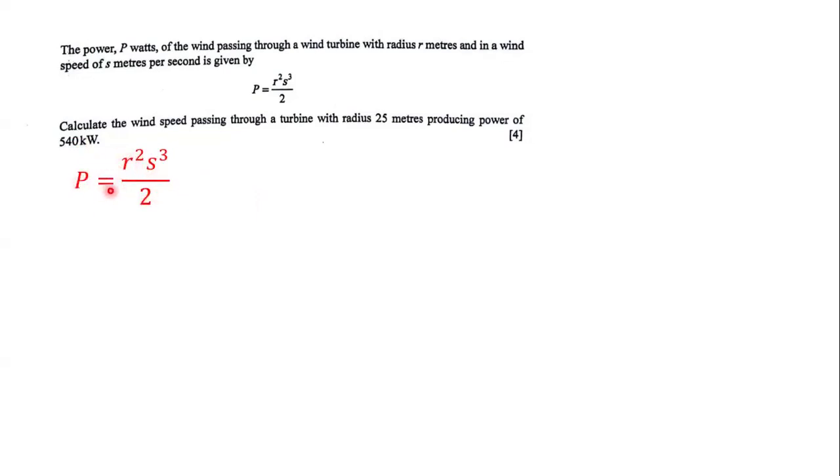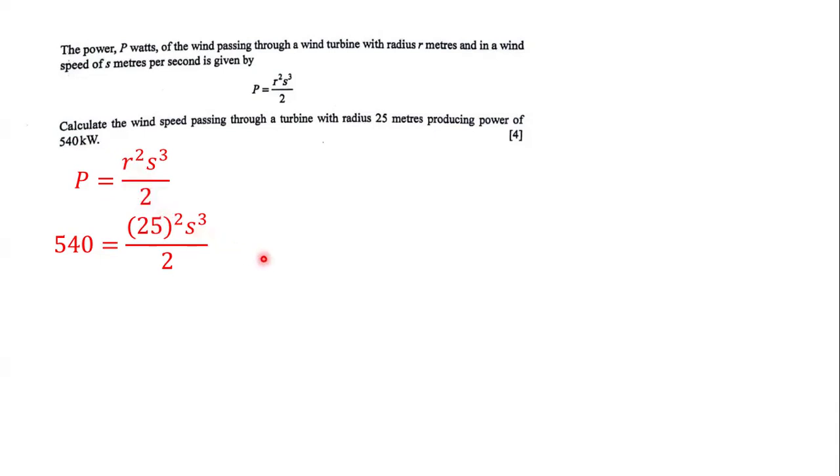And so we have this equation, P = R² × S³ / 2. Notice that P is the power, and that's equal to 540. R is the radius, and that's 25. And we have to figure out the wind speed, and that's S. So we have 540 in place of P, and 25 in place of R.